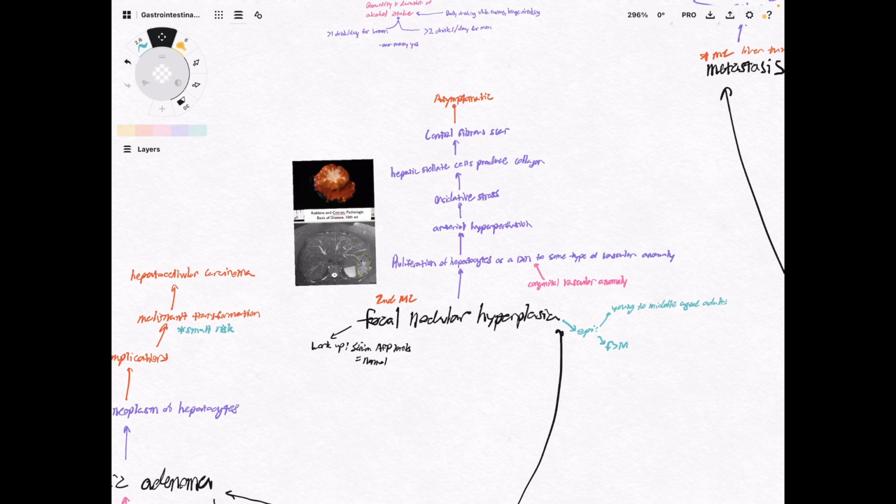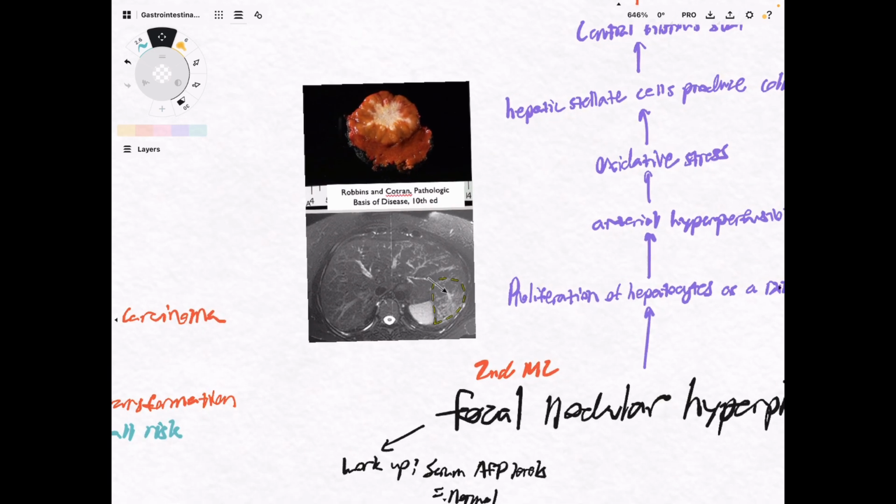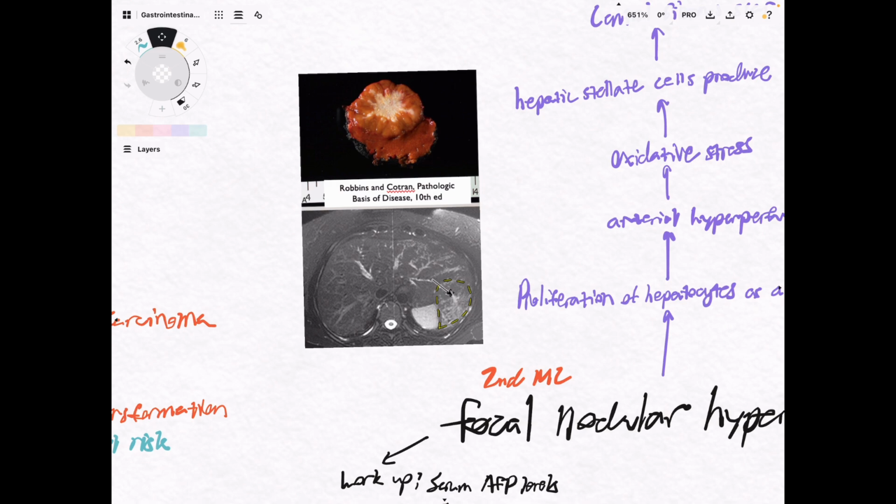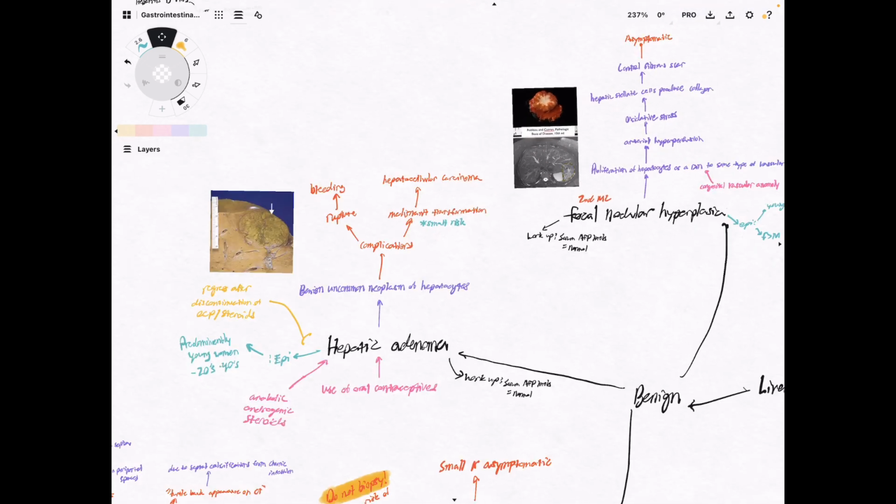You can see that this is not associated with serum AFP levels, and it's typically seen more in females and in young to middle-aged adults. And then you can obviously see here's where the lesion is. So you have proliferation of hepatocytes, and there's your central fibrous scar due to the stellate cell activation. Here's a gross image of it. All right, let's move on.